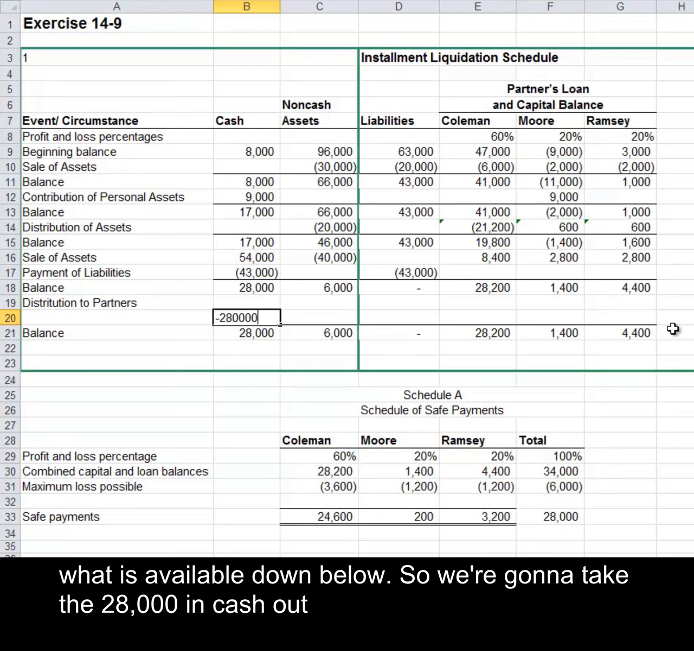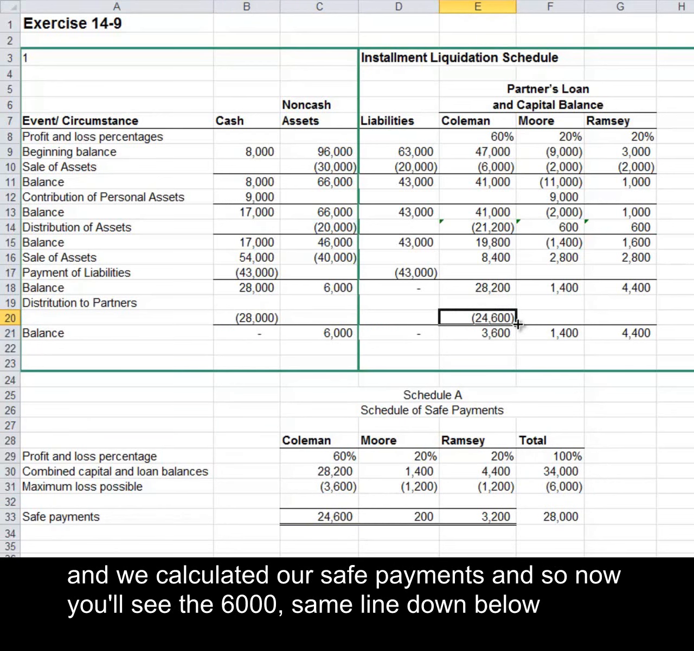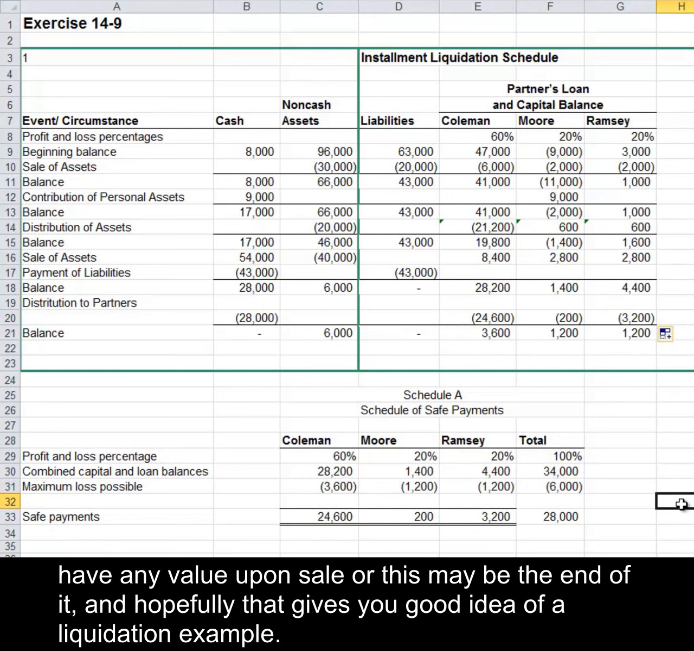So we're going to take the $28,000 in cash out, and again we have to have it equal on both sides of the equation, and we calculated our safe payments. And so now you'll see the $6,000, same as the line down below, is all that's left. They may get an additional distribution if those have any value upon sale, or this may be the end of it. And hopefully that gives you a good idea of a liquidation example.